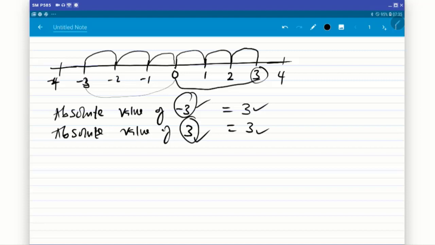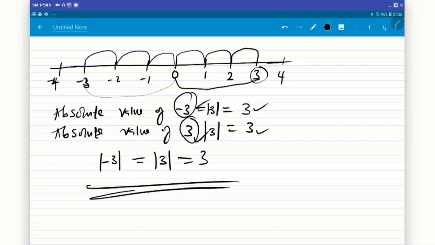So absolute value is written like this. When you see a number inside these two strokes, then you have what we call absolute value. So absolute value of minus 3 is equal to absolute value of 3, and that will be equal to 3. So that is one thing you must understand. Absolute value of any number is a positive value of that number.